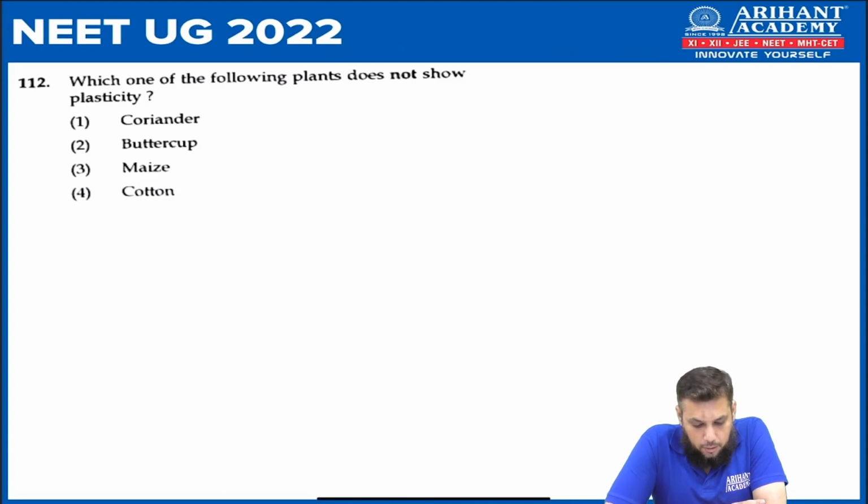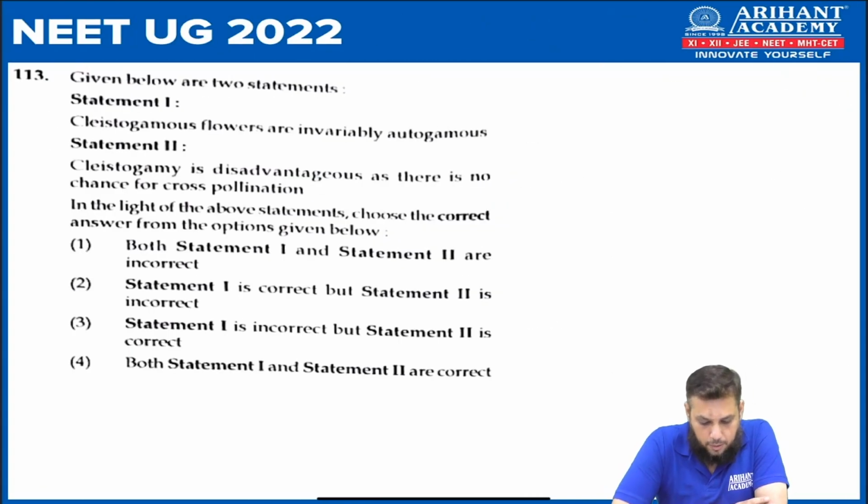Now, which of the following plants does not show plasticity? This is a question from plant growth and development, where coriander, buttercup and cotton all show plasticity, that is the ability of the plant part to undergo changes either with respect to the environment or due to internal factors, and maize is not one of the examples. So for 112, the answer will be 3.